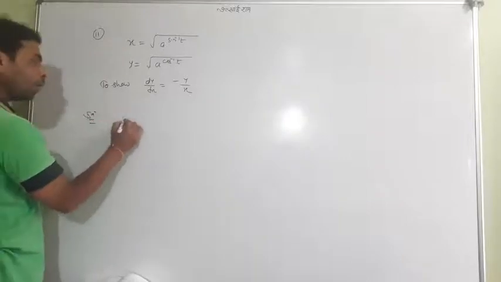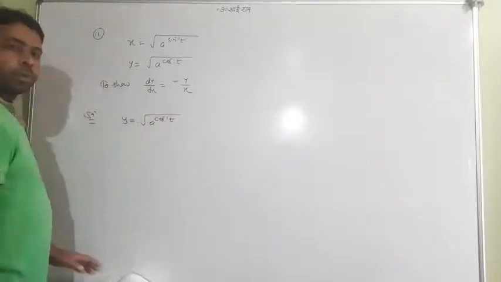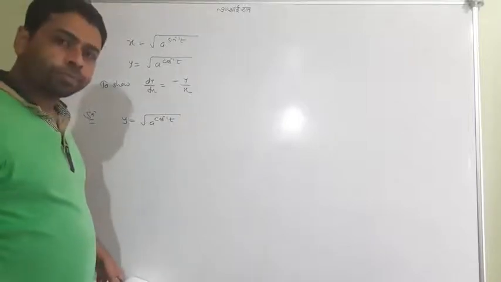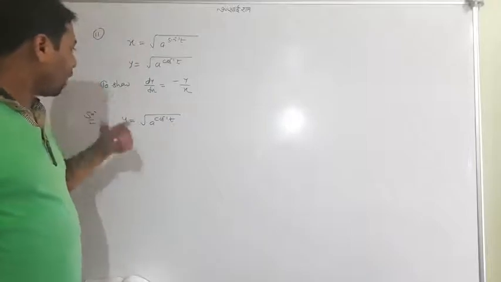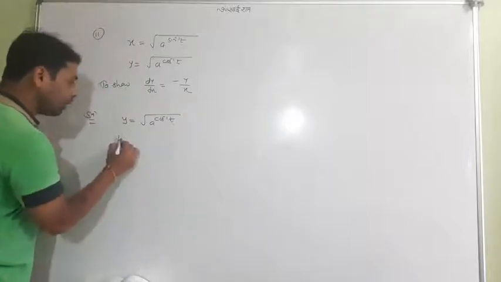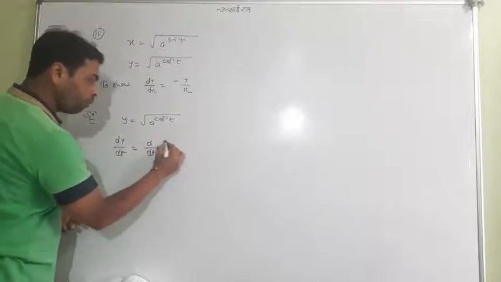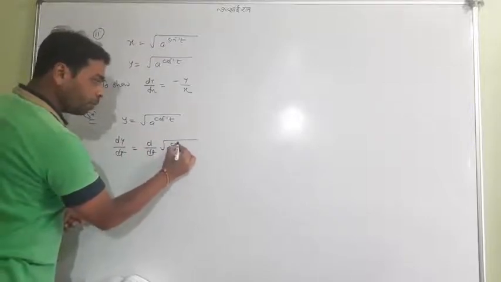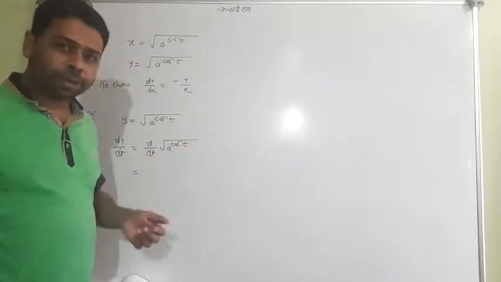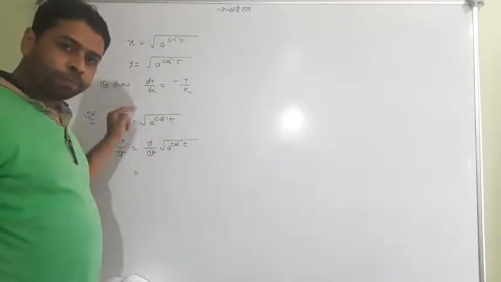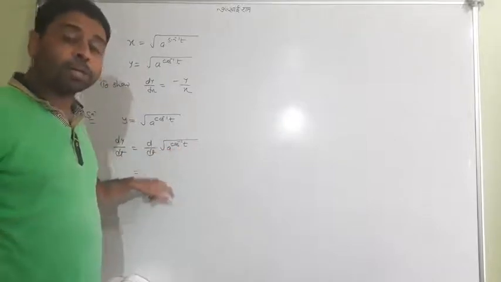Solution. As usual, I'll go with y. You know the method. What is the method? We just go with dy by dt, d by dt of a to the power cos inverse t. How many functions does it have? Root function, a function, and cos inverse t. So a is coming here.